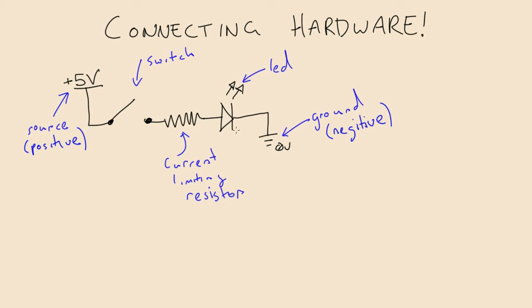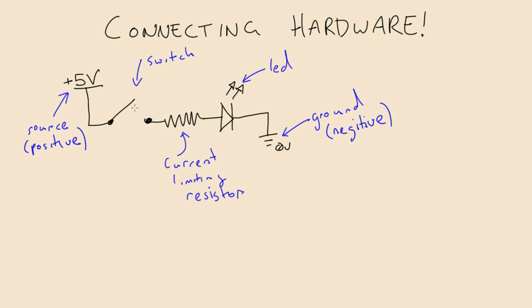Between this, we have a current limiting resistor, and we need this when we use LEDs, because we can't have too high of a current going through an LED or else it'll blow up. The next thing we have is our LED. This is a light emitting diode, and it will glow if the current passes through it the correct way. We then have a switch.